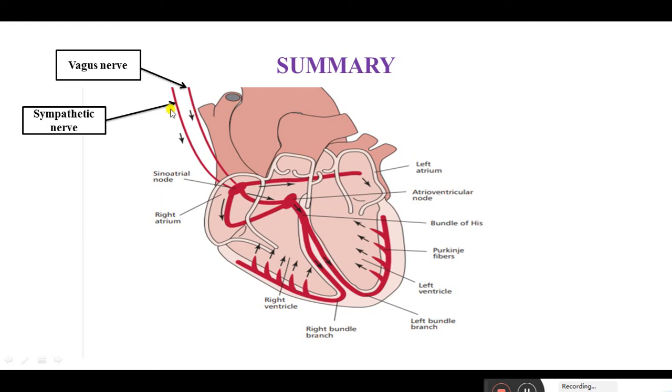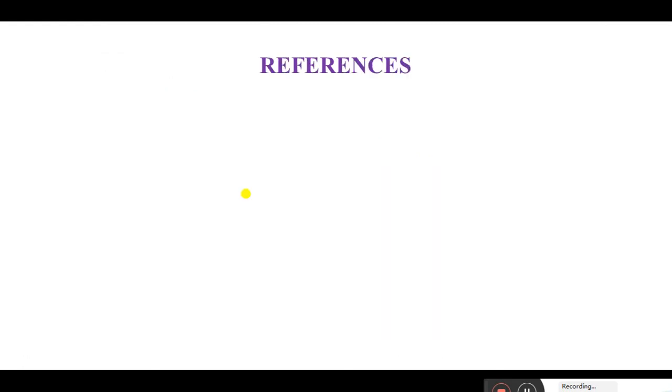Of course, we talked about the regulation of the heartbeat: the vagus nerve and the sympathetic nerve are directly attached to the sinoatrial node and regulate the number of times the sinoatrial node can depolarize to create heart contraction. Of course, the sympathetic nerve increases the heart rate and the vagus nerve decreases the heart rate. And that's our review.